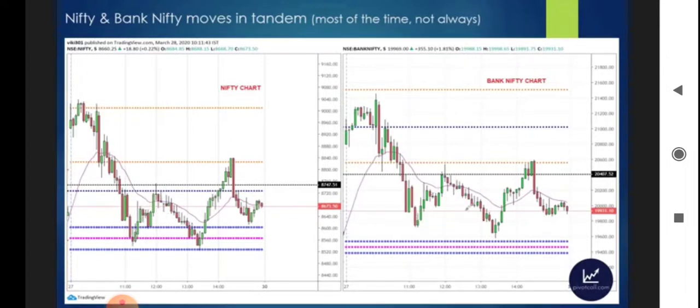Look at both the charts. You can see here again, Bank Nifty came here, didn't touch the CPR, and had a huge bounce. Why? Because Nifty took the support from the CPR and bounced. So you need to keep a watch on both charts at the same time, because most of the time they move in tandem.